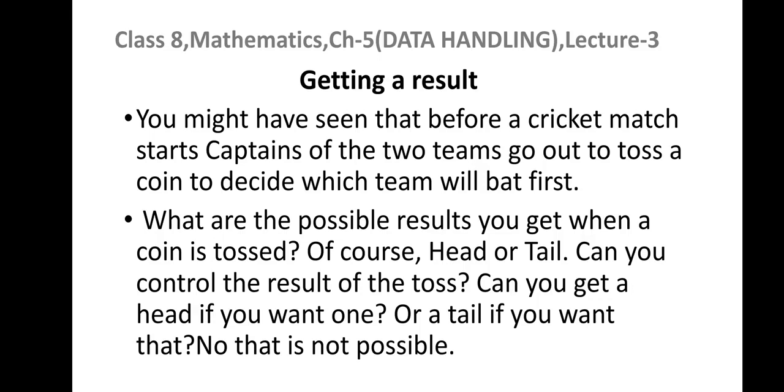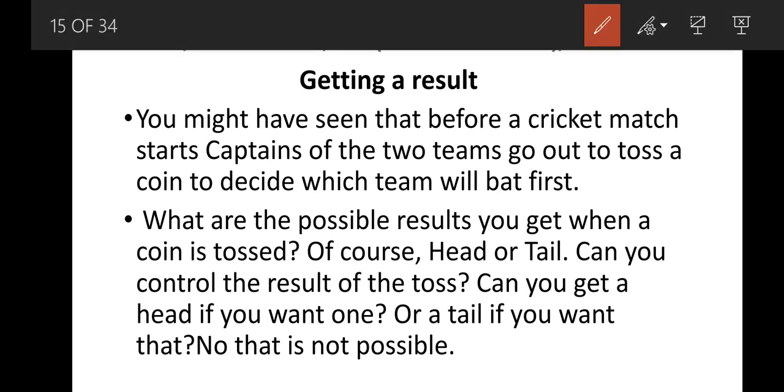Can you control the result of the toss? We are tossing the coin, but the result is not in our hands, so we cannot control it. Can you get a head if you want one, or a tail if you want one? No, that is not possible. Getting a result is not at all in our hands. We cannot control the result of the toss, but we know the outcomes, that is head or tail. We are sure that either head will come or tail will come.